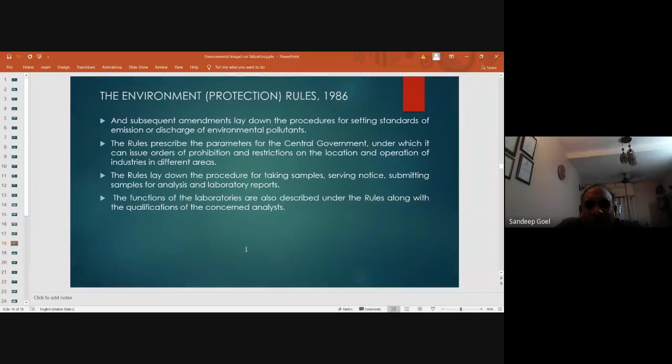Now, Environmental Protection Rules 1986 and subsequent amendments laid down procedure for setting standards of emission or discharge of environmental pollutant. The rules prescribe the parameters for the central government under which it can issue orders for prohibition and restriction on the location and operation of industries in different areas. The rules lay down the procedure for taking sample, service notice, submitting. The functions of the laboratory are also described under the rules, along with the qualification of the concerned regulations.